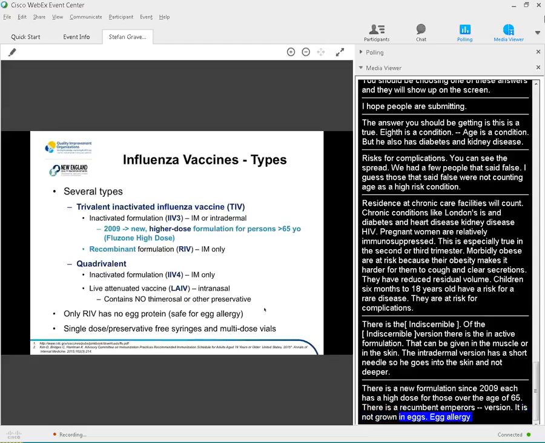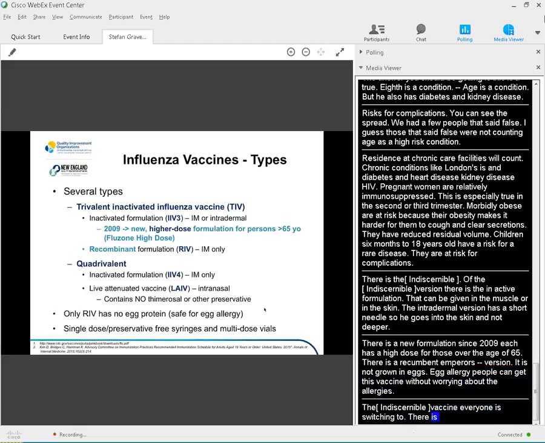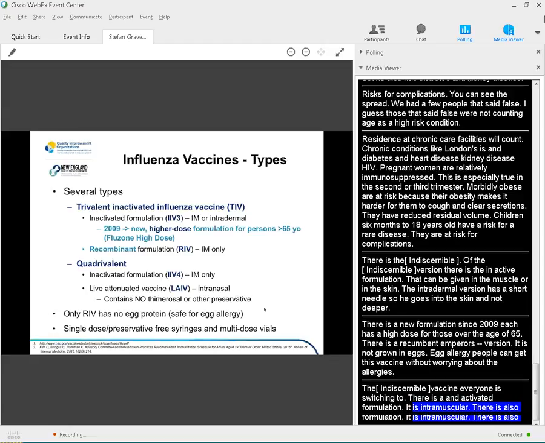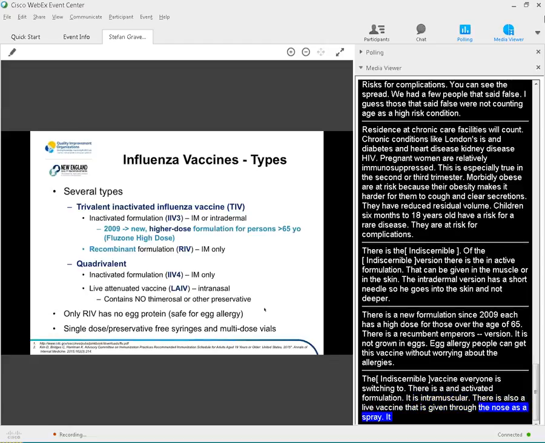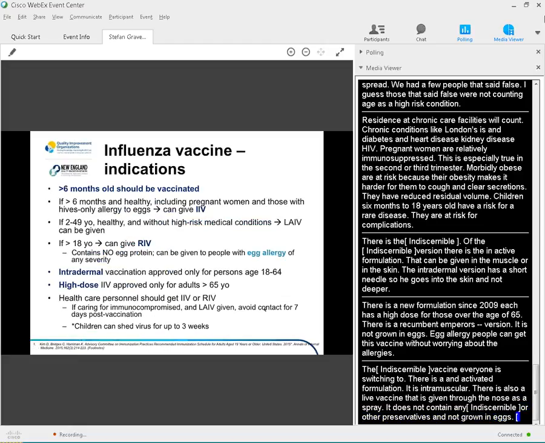The quadrivalent vaccine, everybody's gradually switching to quadrivalent. There's an inactivated formulation that's called IIV4. That's only given intramuscularly. There's also a live attenuated vaccine, LAIV, that's given intranasally as a spray. It doesn't contain any thimerosal or other preservative, and it isn't grown in eggs. So it has age group restrictions. Only RIV has no egg protein. There are single-dose preservative-free syringes, and multi-dose vials. Single dose are typically preservative-free. The multi-dose vials have preservatives in them.